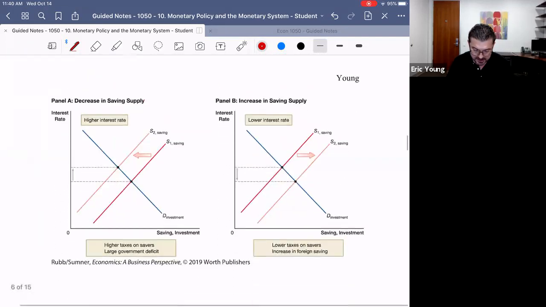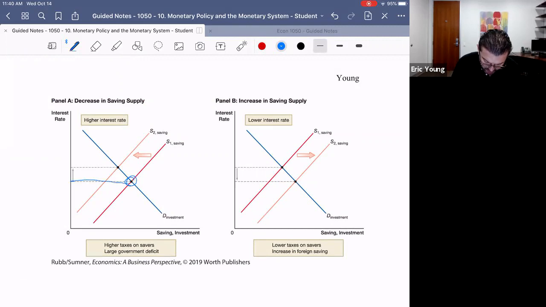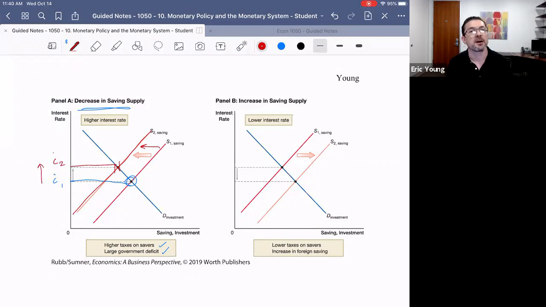You can also see this on the savings, aka the supply side. You have, for example, a loanable funds market. You have an initial equilibrium here with an initial interest rate. And let's say that something happens. There's higher taxes on savers, there's a larger government deficit, there's other structural factors that somehow decrease the savings supply. Well, that's going to reflect a leftward shift to a new supply curve. And like any market, that new equilibrium reflects a higher interest rate.